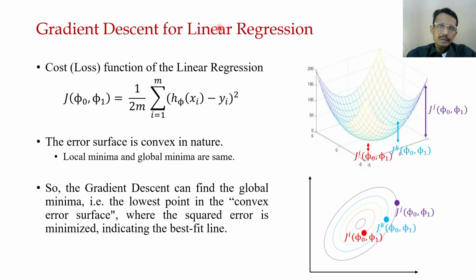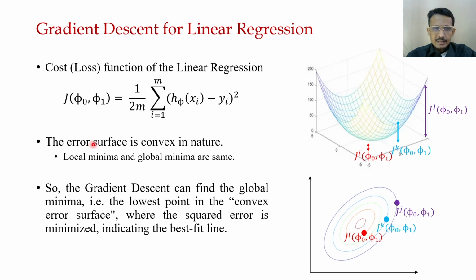Now, when we apply our gradient descent algorithm to linear regression, our cost function was J of phi 0, phi 1, as we said earlier. So 1 by 2m, the sum over h phi of x i minus y i, squared, summed over this m and averaged out. Now this cost function, as we have seen earlier, is a convex paraboloid. So what we are basically trying to do, from any random point, is to find the local minimum. Since it's convex, it's a global minimum.